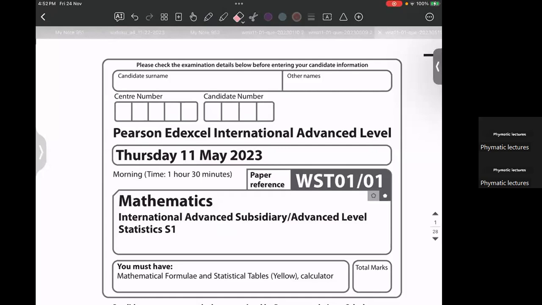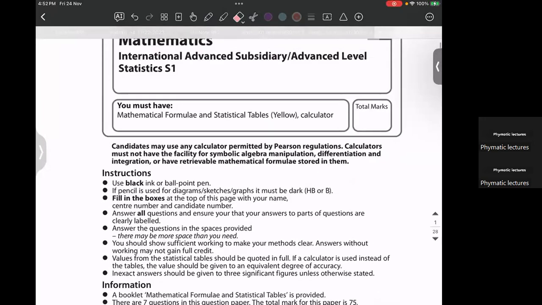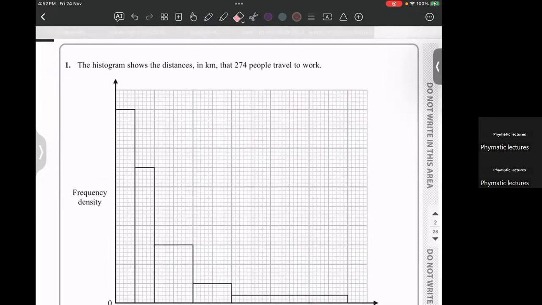Today, I would like to discuss Statistics 1 paper Edexcel IAL May 2023. So we'll straight away move to question number 1.